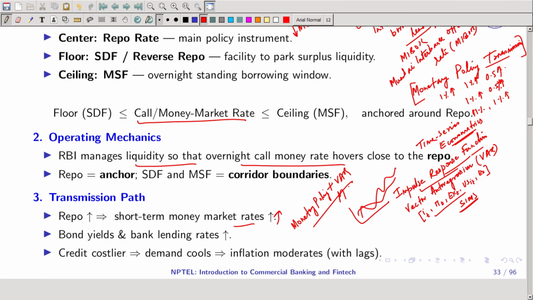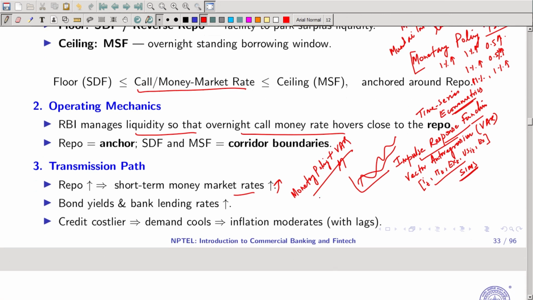So, let me summarize what we are trying to understand here: we have different tools, but the ultimate objective is to maintain liquidity. As the repo rate goes up, short term money market rates go up, and bond yields and bank lending also go up, and this makes credit costlier, and as a result we are able to control inflation, which is one of the important objectives of the central bank.